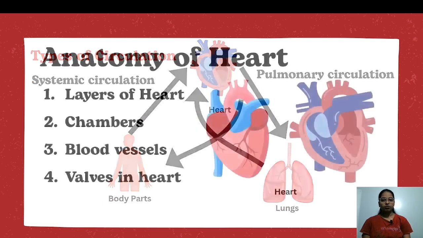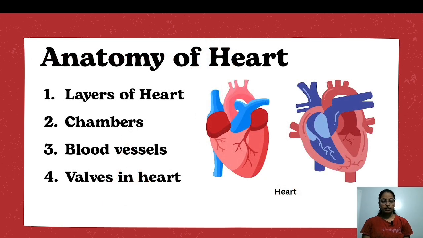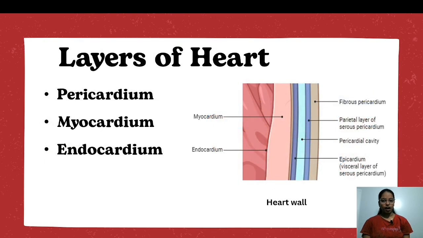Now next we will see the anatomy of the heart. We have divided the anatomy of the heart into 4 sections. We will see the layers of the heart, then the chambers of the heart, blood vessels, and walls of the heart. So first is the layers of the heart. The layers of the heart are divided into 3 sections. The outer layer is the pericardium, the middle layer is the myocardium, and the inner layer is the endocardium.